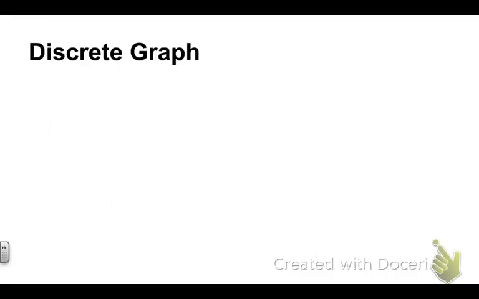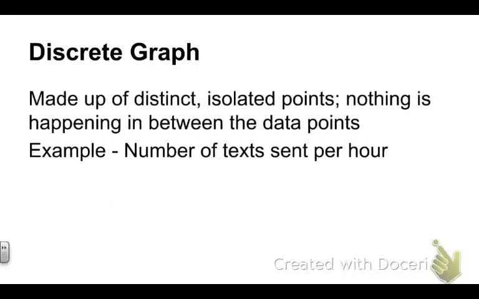There's another kind of graph, and it's called a discrete graph. This is made up of distinct, isolated points. This means that nothing is happening in between the data points. So an example is the number of texts sent per hour. Again, I'm sorry, the graph is a little blurry, right?